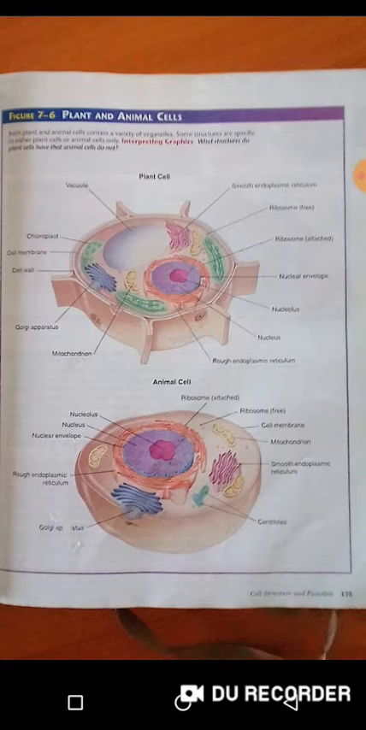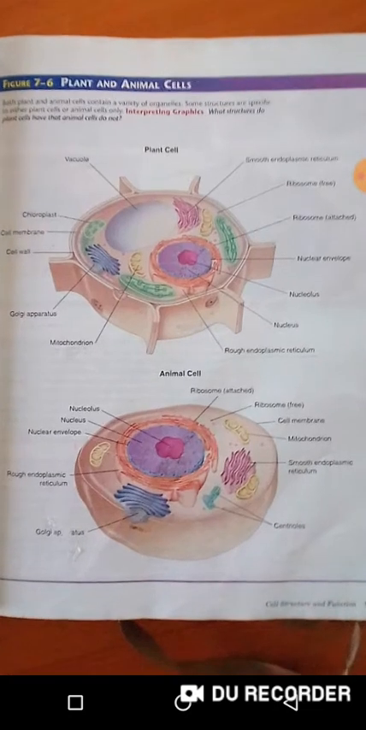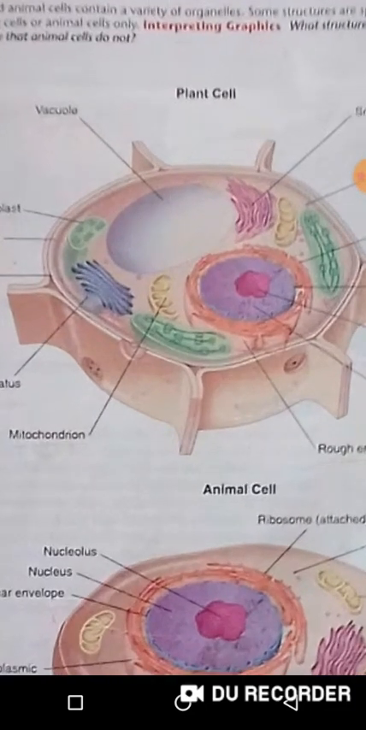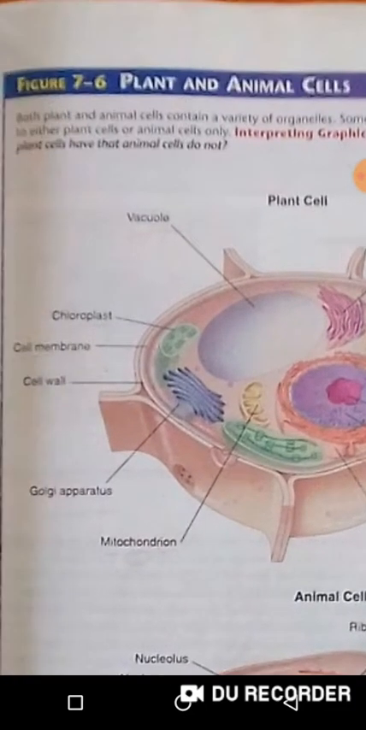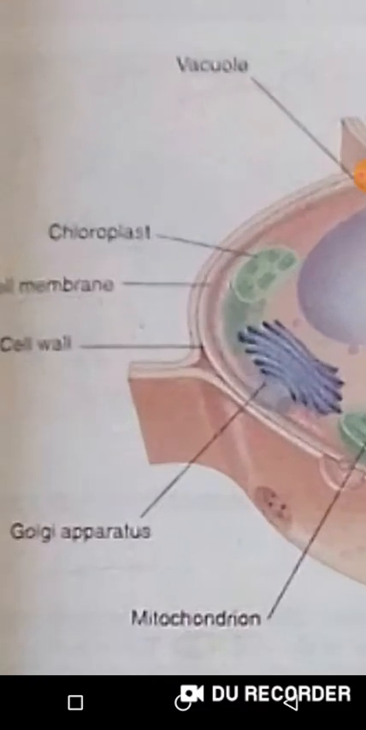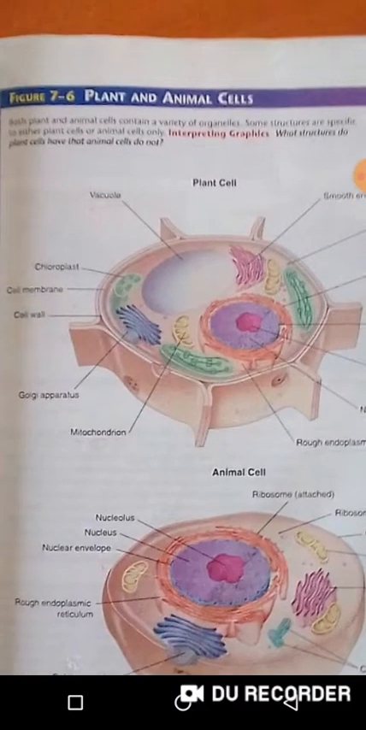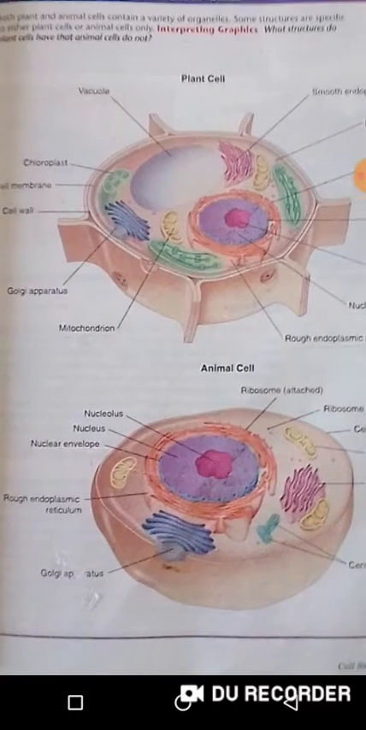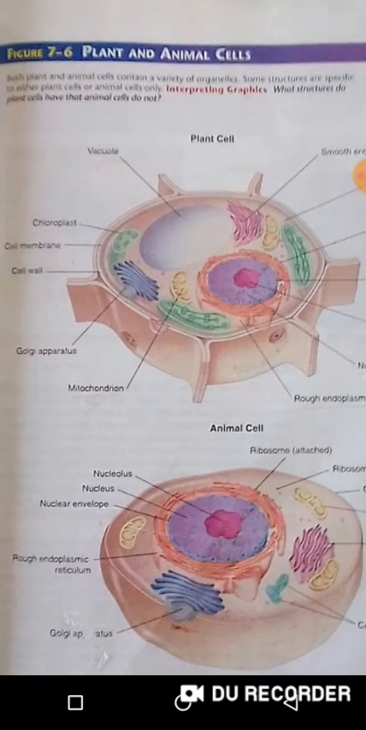Now, in this case, you can see these two cells, and these two cells are the cells that we are going to learn today, and you can read the parts. They have a lot of parts. So you can see these two different cells. We have the plant cell and also the animal cell. Then you will read the parts of the cells.